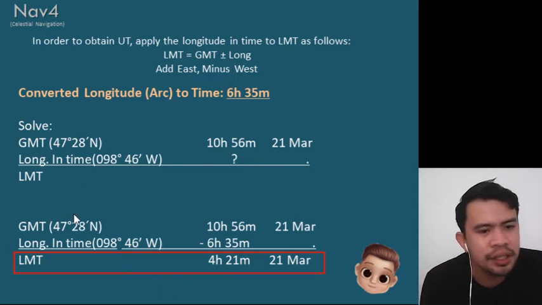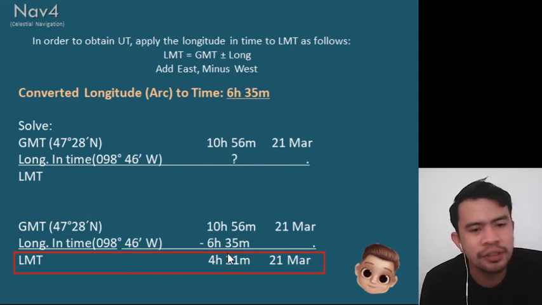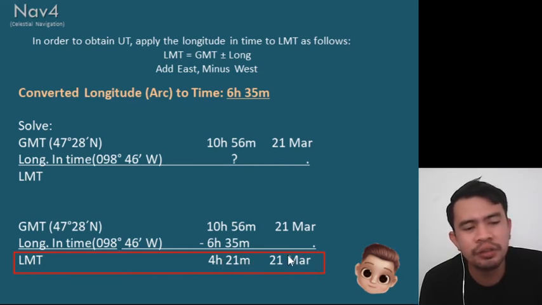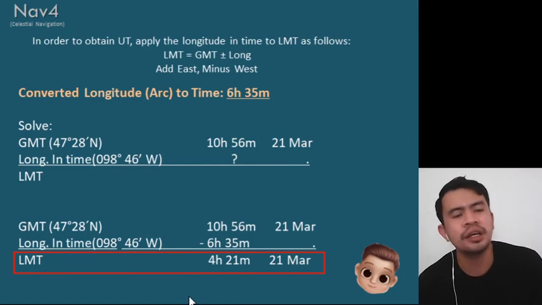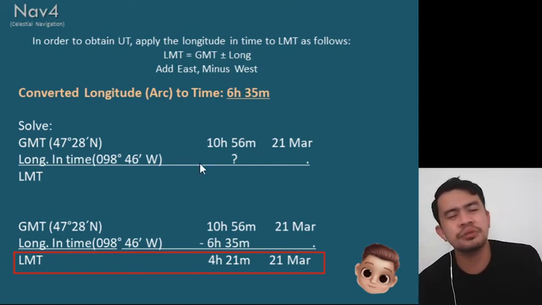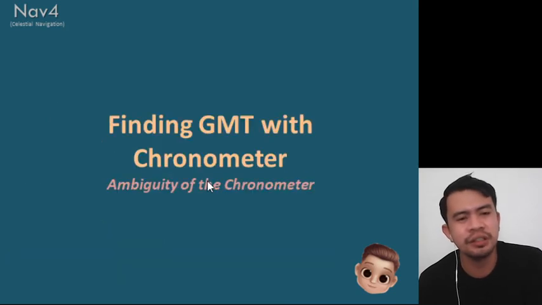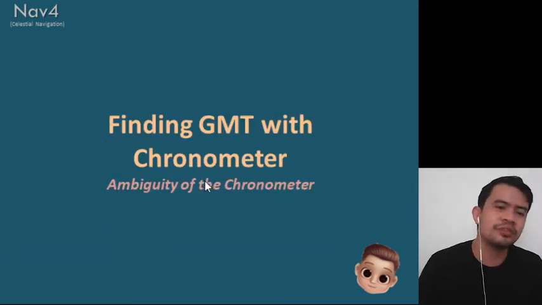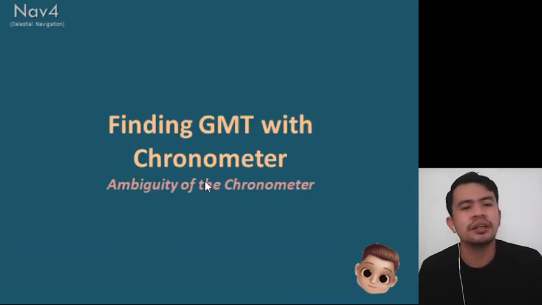So, in this case, GMT natin 10:56 minus the hours natin na 6 hours 35 minutes, we'll get 4 hours 21 minutes for our LMT. Napakasimple lang po ng ating converting GMT to LMT. So on our lab activity, kindly you may refer to some of the examples that was given here. So we'll go to the finding GMT with chronometer.